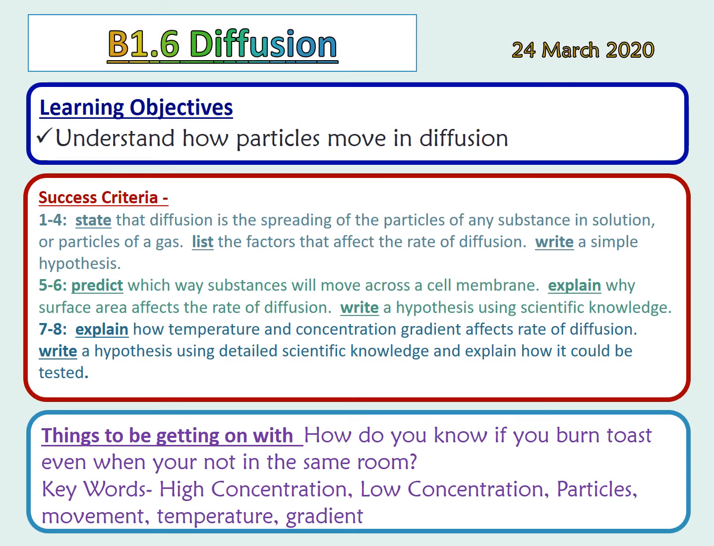Okay, so what we're going to be looking at today, what do we need to know? So we need to know how particles move in diffusion. So all of us need to be able to say what diffusion is, and perhaps suggest some of the different factors that affect the rate of diffusion. Some of us are going to be able to predict which way substances can move across a membrane. So if you have a higher concentration on one side compared to the other, which way those particles are going to move. And also looking at and explaining why surface area affects the rate of diffusion. And some of us might be able to also say how temperature and the concentration gradient affect diffusion as well.